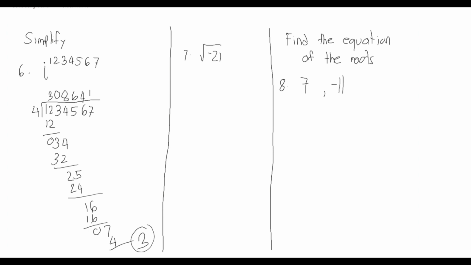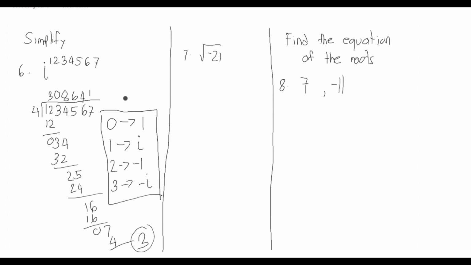So, the remainder is what's important here because we have the pattern. If your remainder is 0, it's equal to 1. If your remainder is 1, it's equal to i. If your remainder is 2, it's equal to negative 1. If your remainder is 3, it's equal to negative i. Now, this will be your pattern. That's also why we divide by 4, because there are 4 possible answers. And your remainder tells you what the answer is.